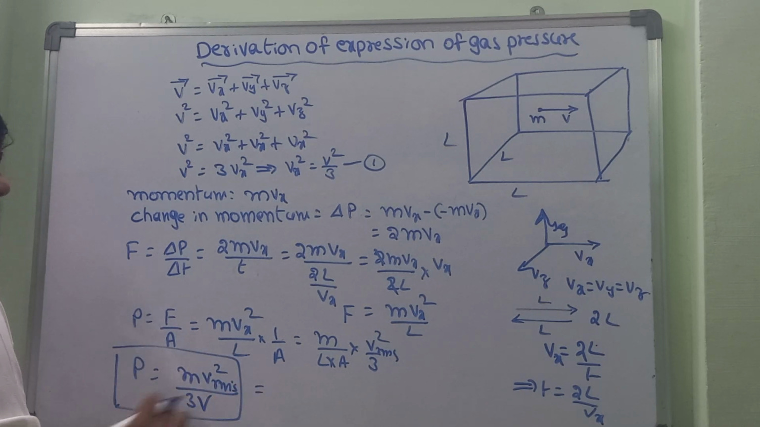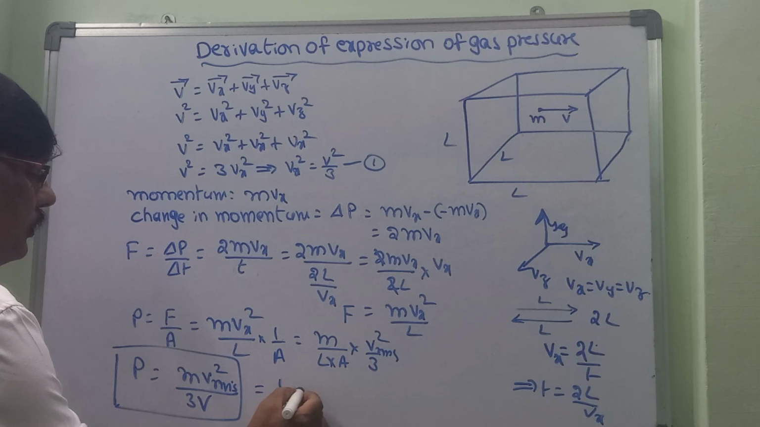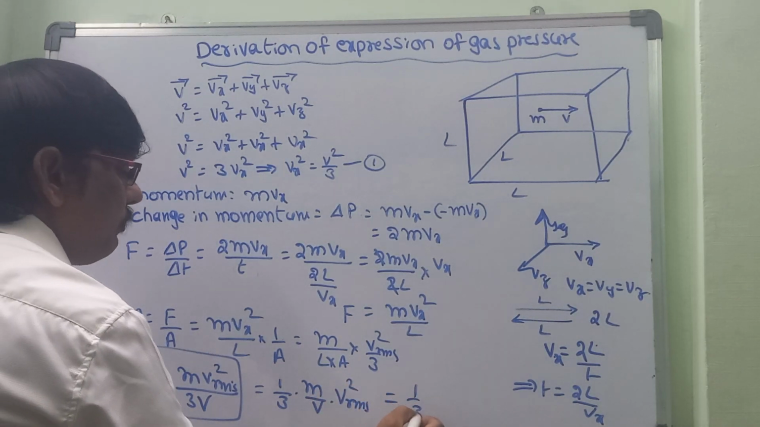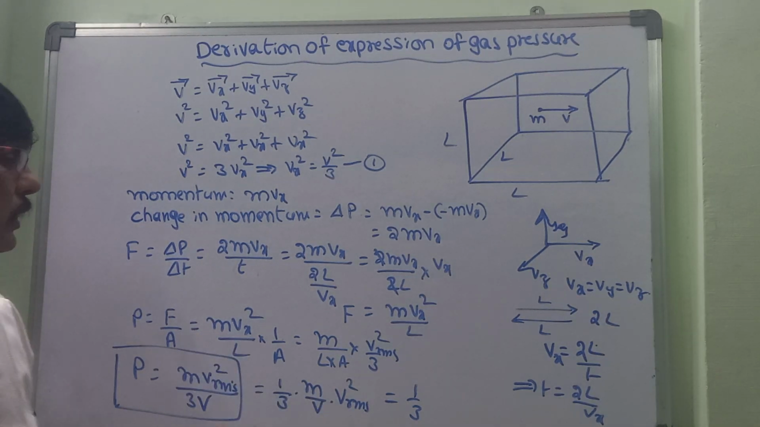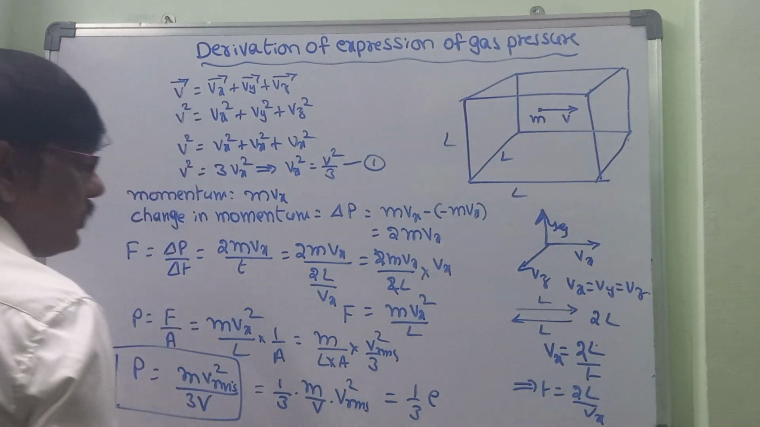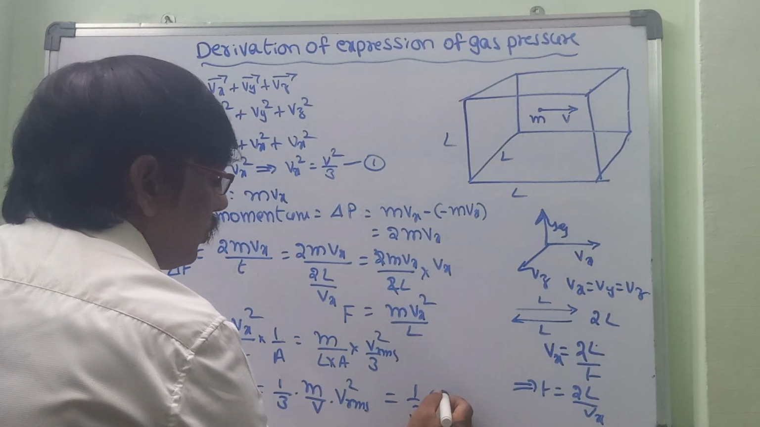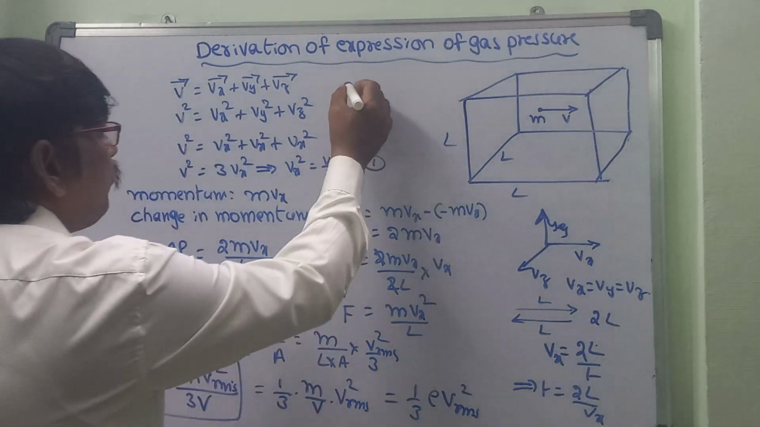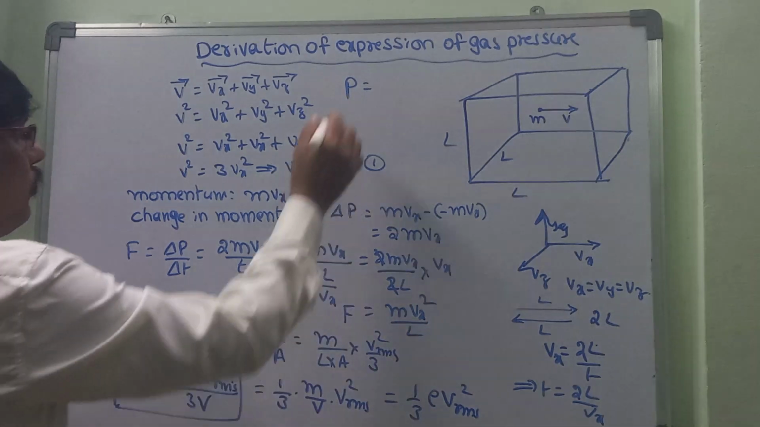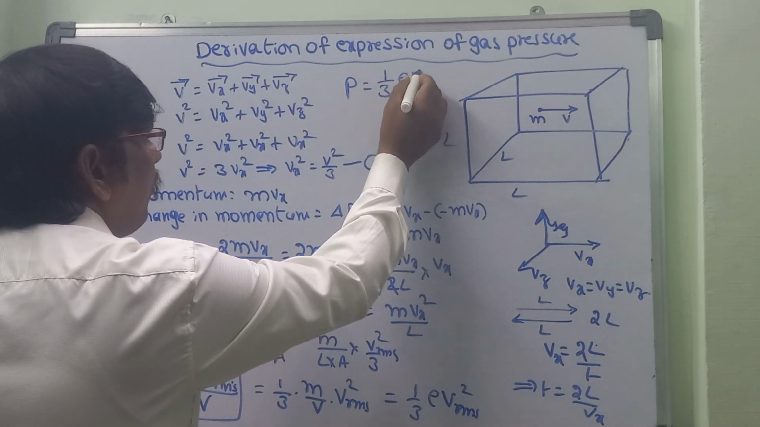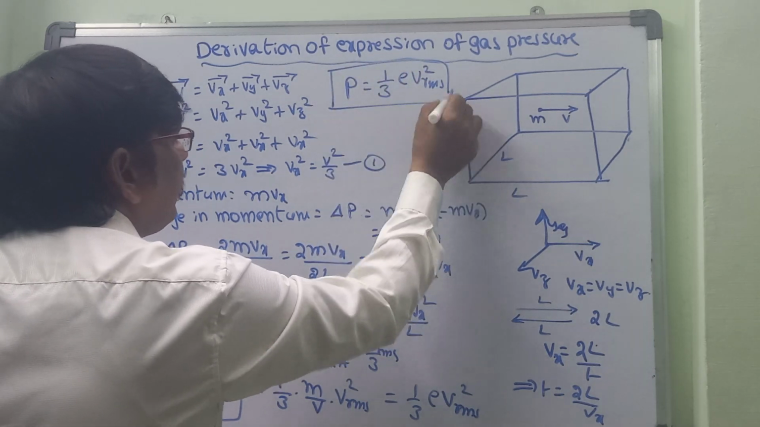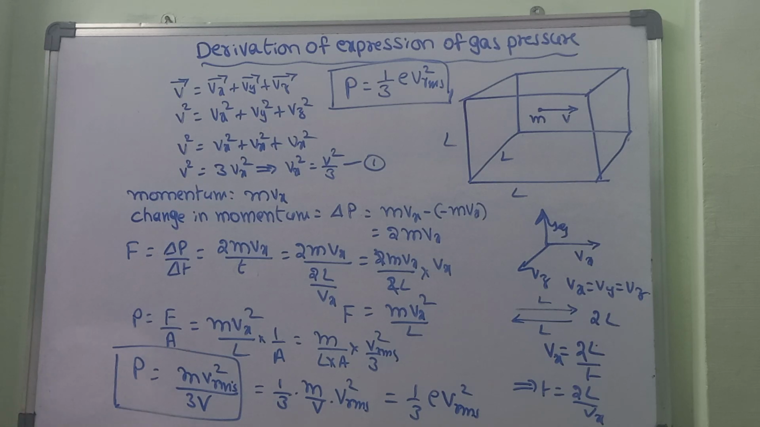One more formula can be derived like this: 1 by 3 into m by V into V rms square, the root mean square velocity. What is meant by mass per unit volume? That is density, which we express with rho. So we get 1 by 3 rho V rms square. Ultimately, the formula we get for pressure is P is equal to 1 by 3 rho V rms square. This is the pressure when the particle is traveling in the container.